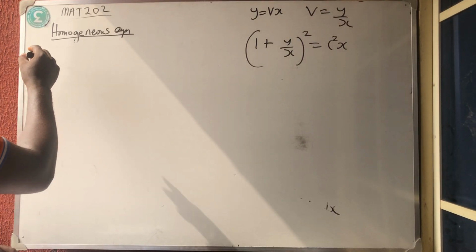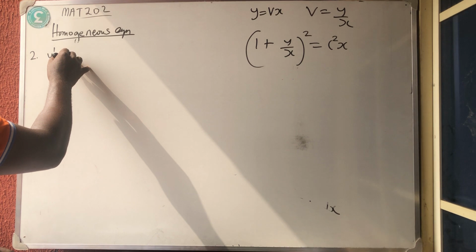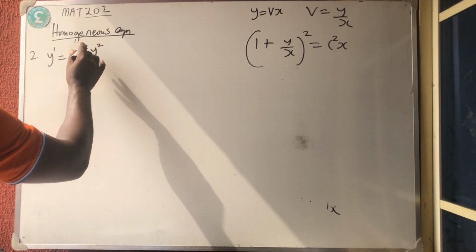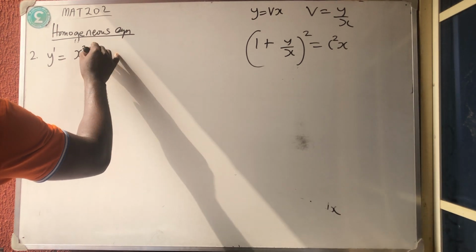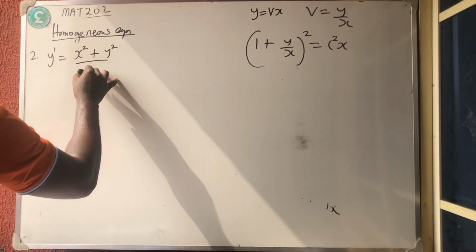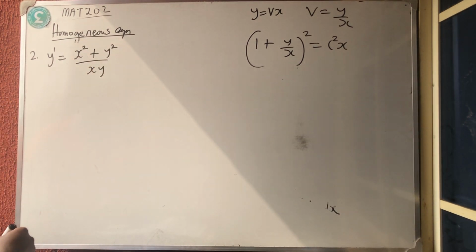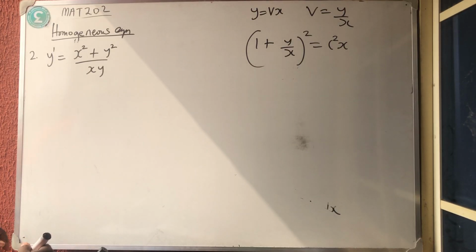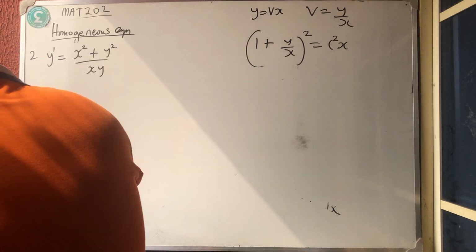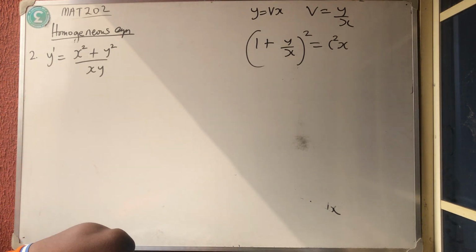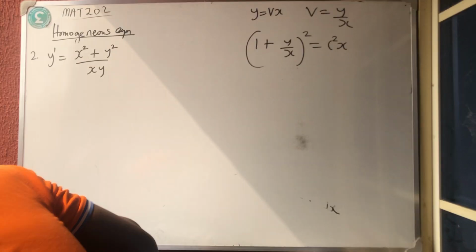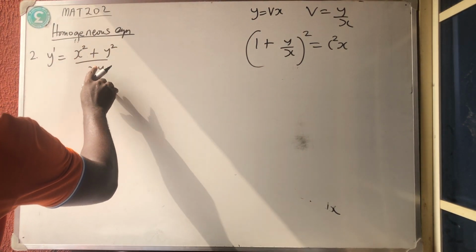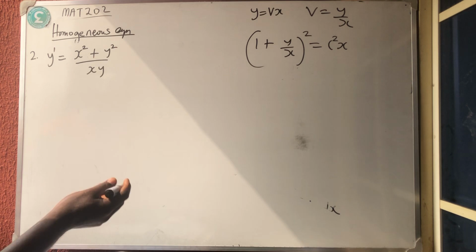So number 2 says y prime is equal to x squared plus y squared all over xy. Okay, so let's check the power of the terms. It's already been separated by addition, so it is no longer separable. Okay, so let's now check if it is homogeneous. The power here is 2, the power here is 2, the power here is 1 plus 1, 2. So it is 2 everywhere.